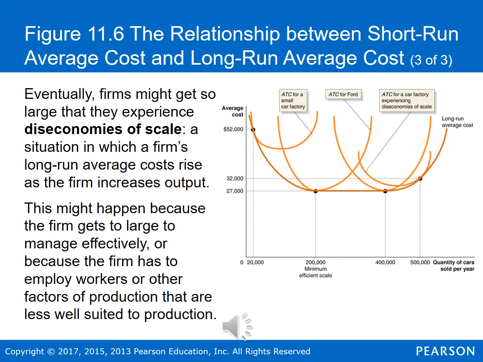Now, eventually, firms can grow so large that they experience a diseconomy of scale. This is a situation in which a firm's long-run average cost is going to rise as a firm increases output. This might happen because the firm gets too large to effectively manage, becomes too difficult to keep track of all the moving pieces, or it gets stymied with bureaucracy that just increases their cost without improving their ability to function. Or maybe it is employing workers and other factors of production that are less well suited to production, so they're increasing the cost because they're not able to produce as well.